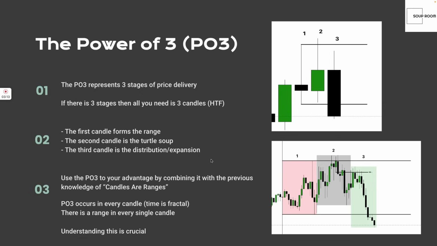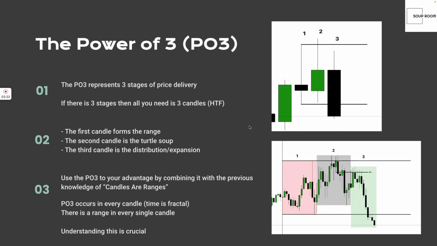Use the power of 3 to your advantage by combining it with the previous knowledge of candles or ranges. This has also been taught in the previous videos. Power of 3 occurs in every single candle. This means time is fractal, and there is going to be a range in every candle. That is crucial to understand.